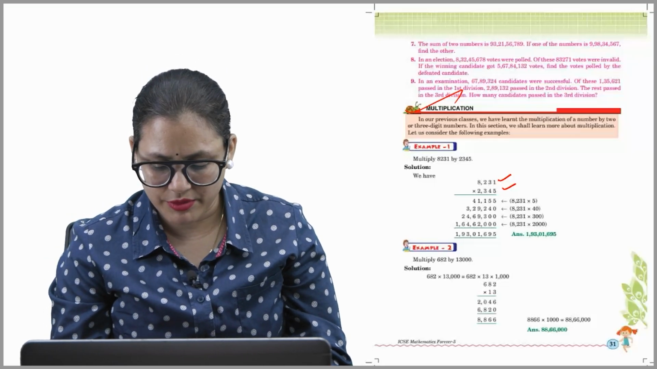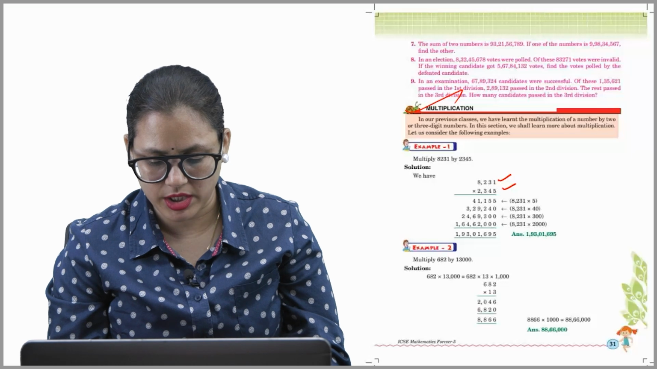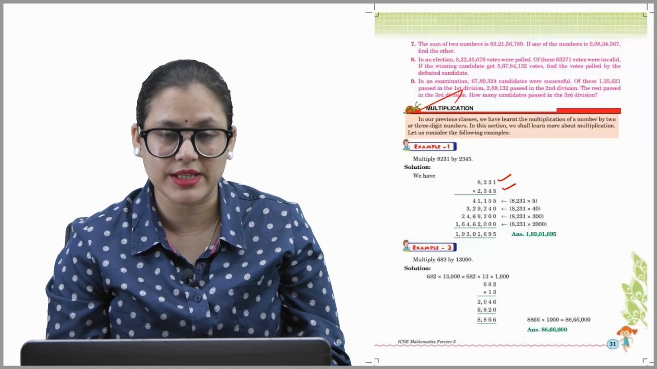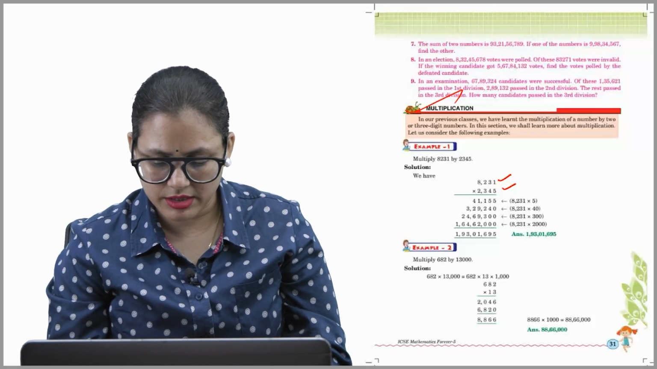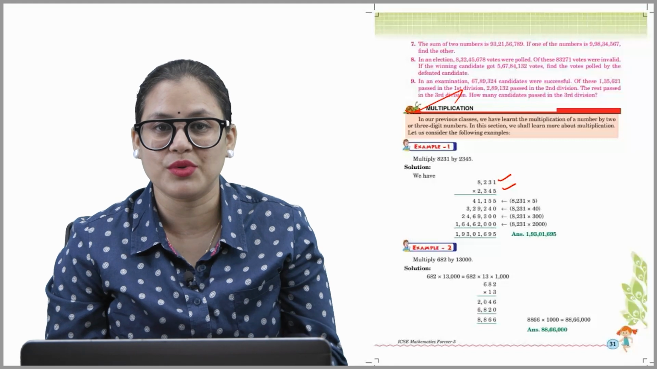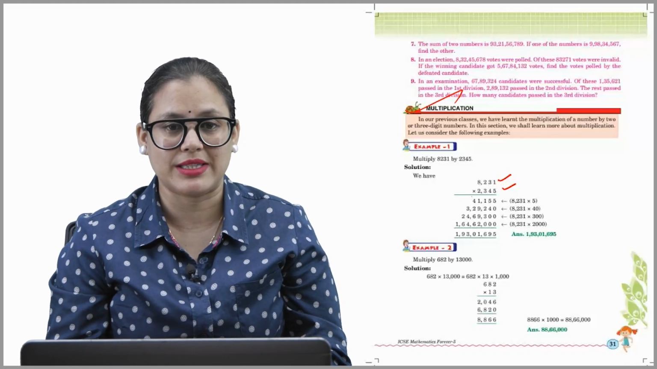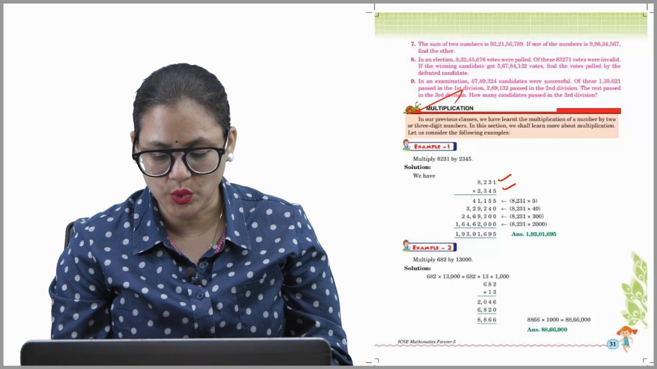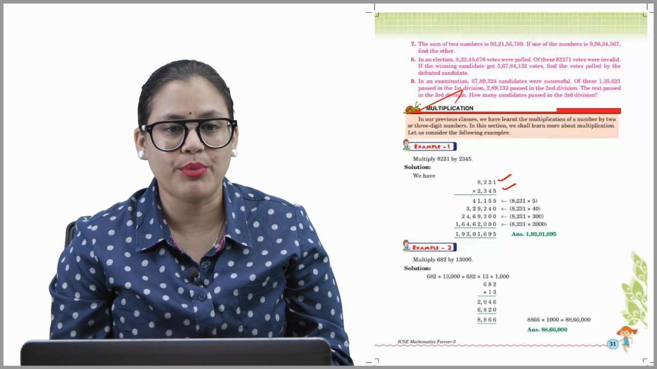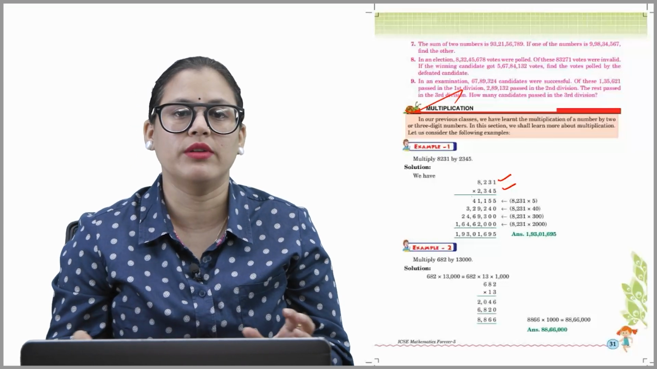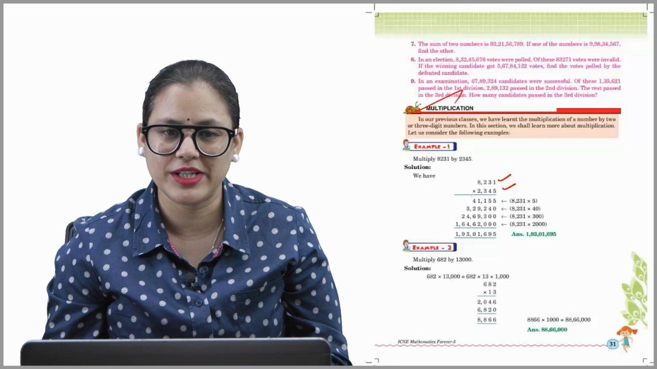First you will multiply by 5, then you will multiply by 40. Why 40? Because 4 is at the tens place. Then you will multiply by 300 because 3 is at the hundreds place. Then you will multiply by 2000 because 2 is at the thousands place. And after multiplying, you will add all the products. In this way you will find out the answer, right?